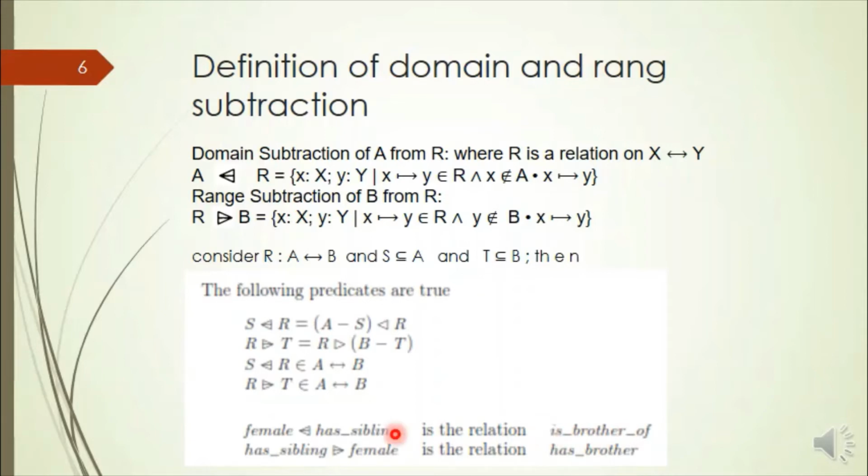Similarly, by applying the range subtraction operator under the same relation has sibling, if we subtract female under range, which is a subset of the range set of this relation, then the returned relation would be has brother. Similarly, the has sibling relation would change its nature by applying the range subtraction operator, and it would become has brother.